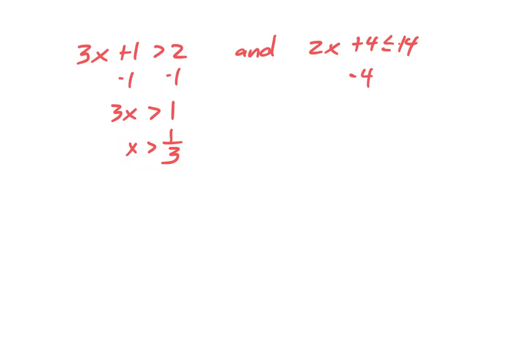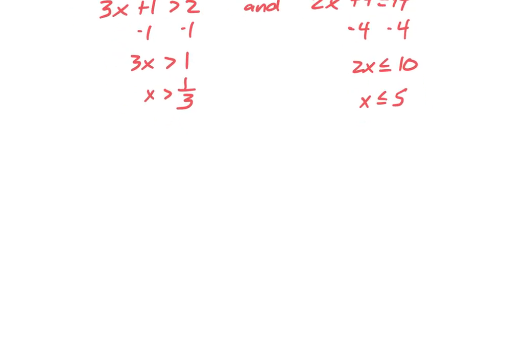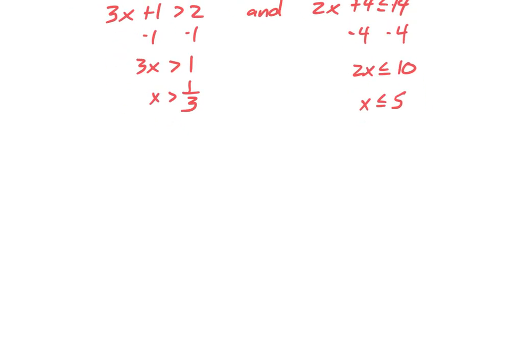Okay, over here, we're going to subtract 4 from both sides. 14 minus 4 would be 10. Divide by 2. X is less than or equal to 5. Okay, then our three answers, once again.